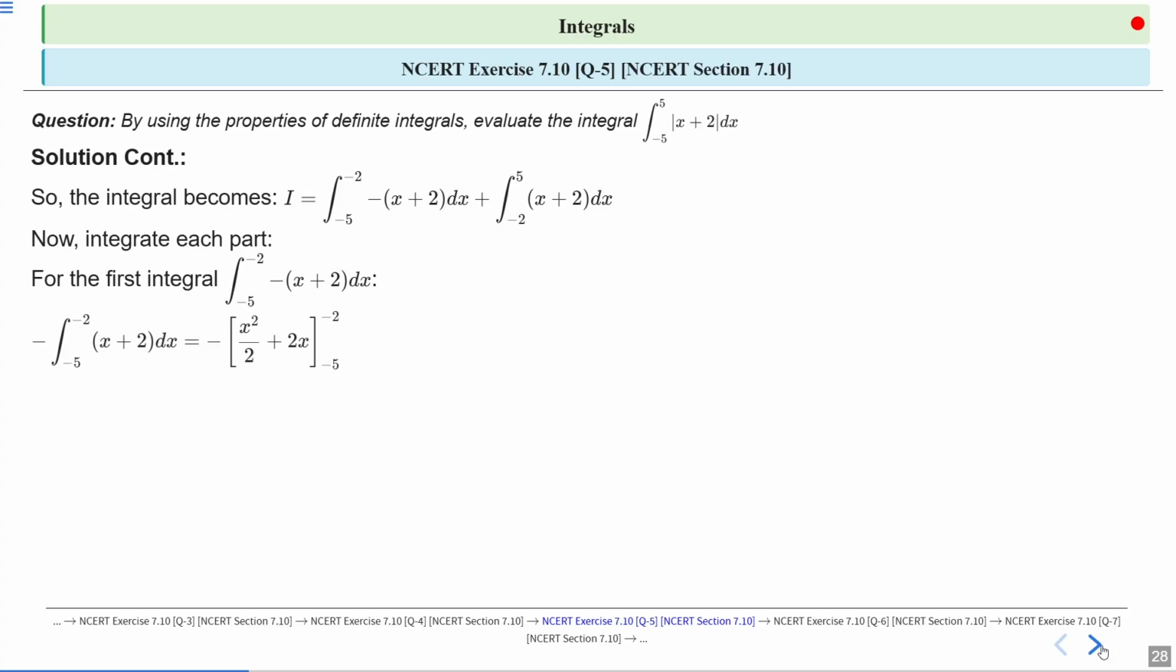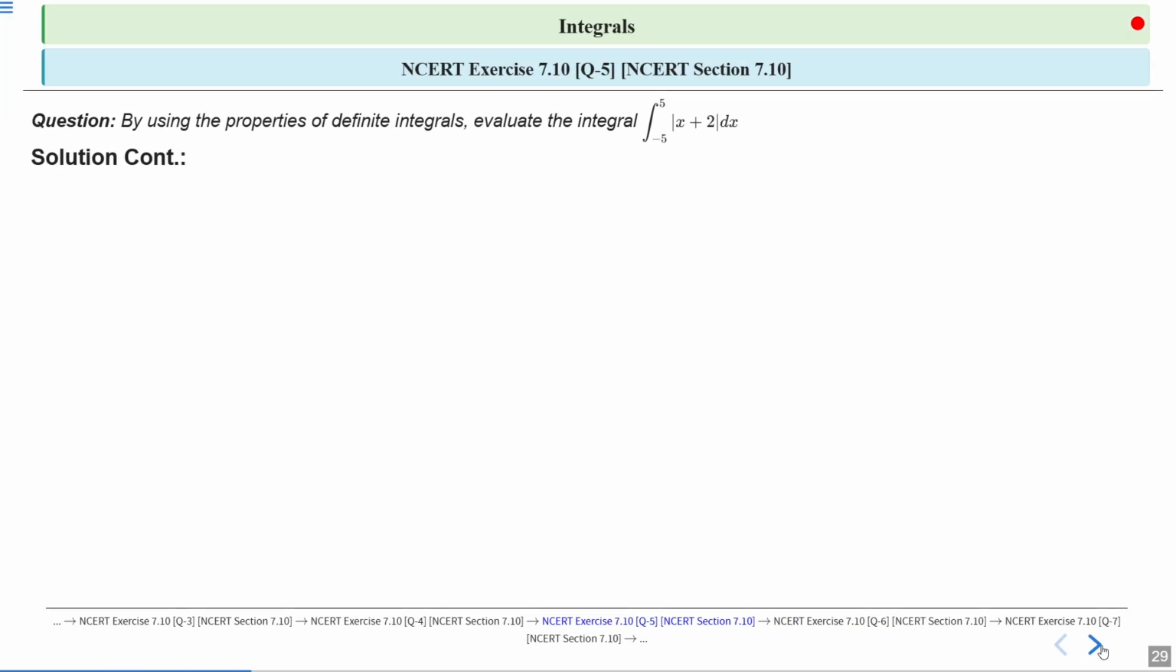For the first integral, from -5 to -2 of -(x + 2) dx, it becomes minus, then x squared by 2 plus 2x. Upper limit is -2 and lower limit is -5. We use the property of the formula that the integral of x^n is x^(n+1) by n+1. So we calculate the value of the antiderivative. Now we apply the second fundamental theorem of integral calculus. Just apply the limits.